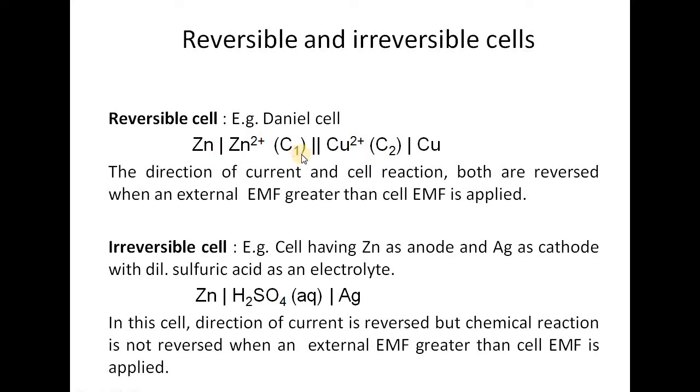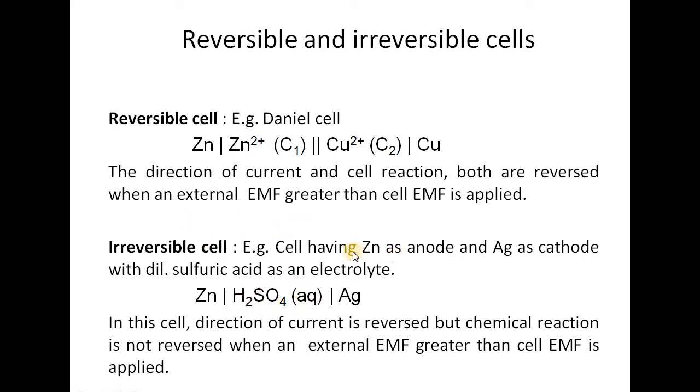So in this case, what you will observe, if we apply an external EMF greater than the cell EMF, the direction of current as well as the cell reaction both get reversed. So such a type of cell is the reversible cell. Now in case of an irreversible cell, we have here the example of zinc and silver electrodes. They have been dipped in an aqueous solution of H2SO4. So you can say dilute H2SO4.